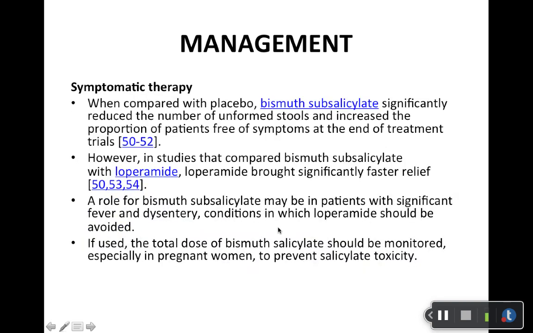Oh, just real quick before I go over that. With the symptomatic therapy, hopefully it's clear. For most of your patients, you're going to go with the loperamide first line.